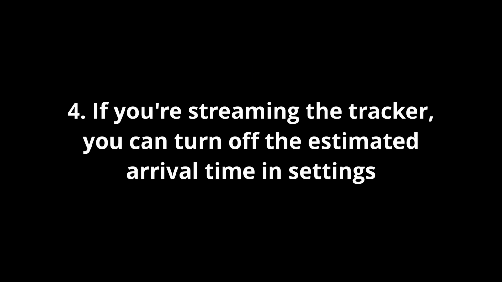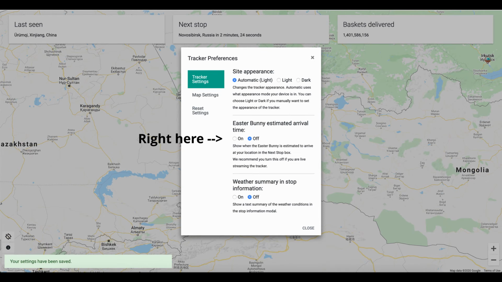Additionally, if you're streaming the tracker, we also recommend you turn this off in the settings window. It's under tracker settings, just so you don't reveal your location during a live stream.